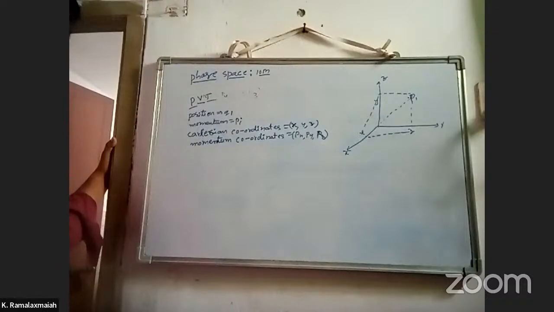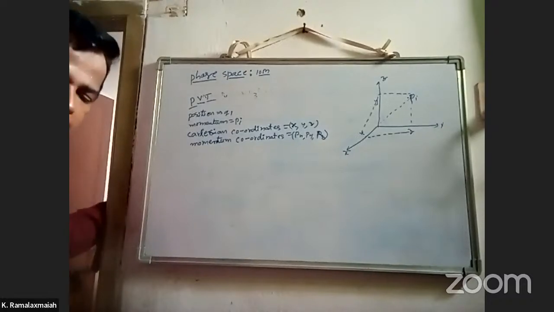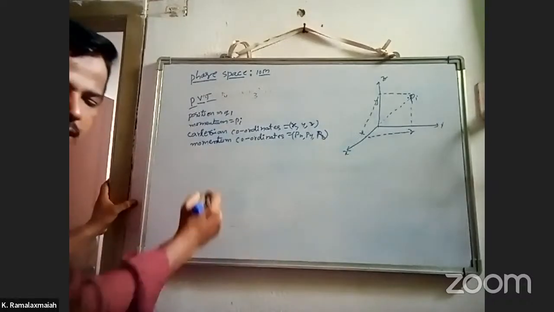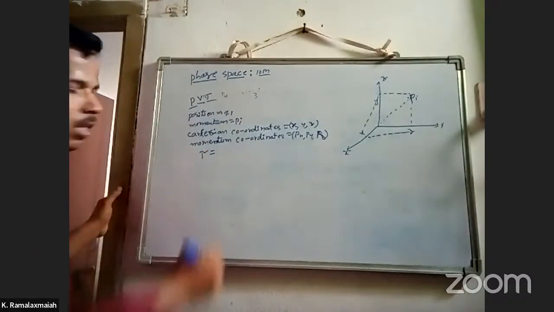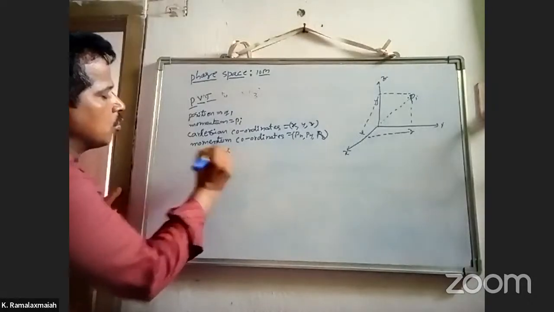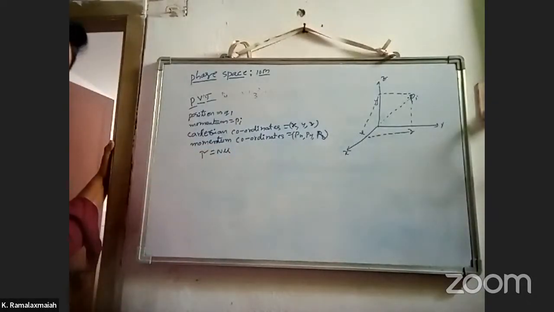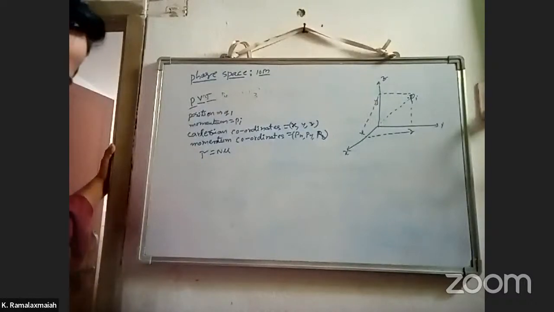While for the entire gas of N particles, the space in 6N dimensional space is called the gamma space. That is, gamma is equal to what, capital N mu space, the N dimensional mu space.